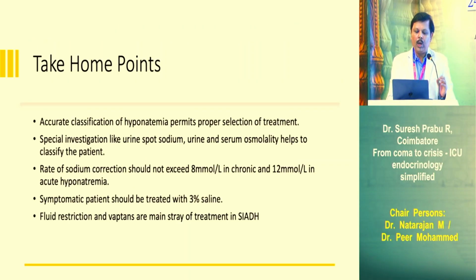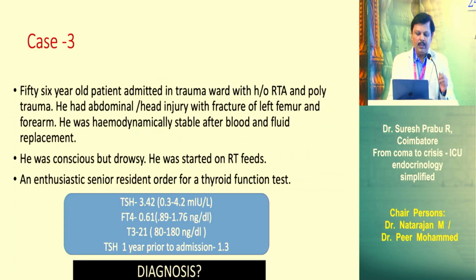It is important to identify the type of hyponatremia, investigate, and come to a conclusion about the reason for it. As Dr. Adeline mentioned, we should not overcorrect hyponatremia. In chronic cases we should correct only by 8, and in acute cases we can go up to 12 millimoles per liter. In patients who have chronic hyponatremia, mere fluid restriction and increased salt intake, and sometimes vaptans, can help to overcome the hyponatremia. This is our third patient.